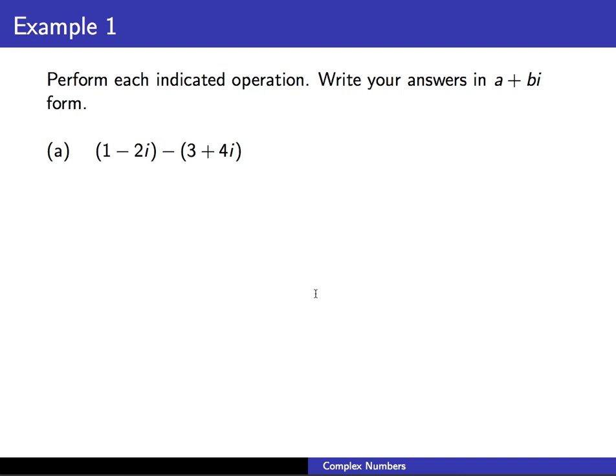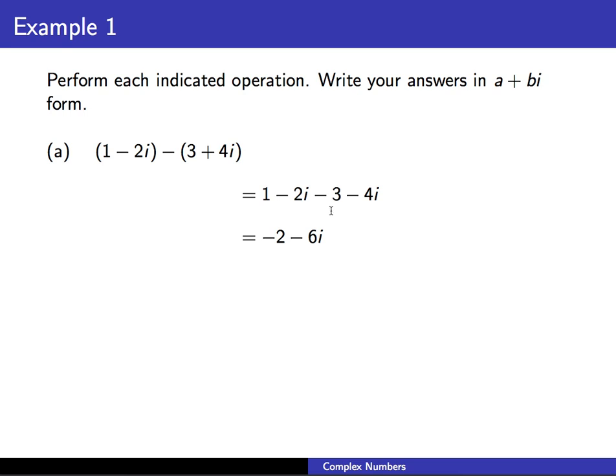So example 1, we're going to perform each indicated operation and write our answers in the standard a plus bi form. We have 1 minus 2i, that complex number, minus 3 plus 4i. So we can drop the parentheses by distributing this negative to the 3 and to the 4i. So we get 1 minus 2i minus 3 minus 4i. And then just combine like terms.